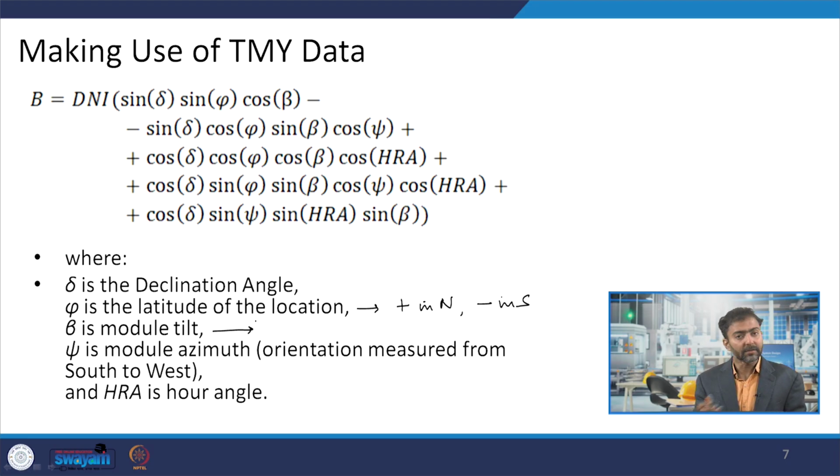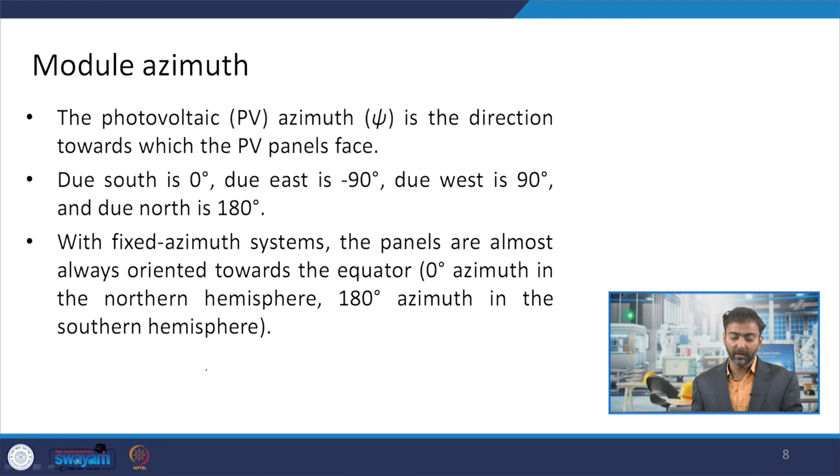Beta is the module tilt. We just now saw that you have a tilted module. We usually have a tilted PV module. So whatever is the tilt angle, that is the beta. Then the R angle we will come to in a short while. So declination angle and R angle we will be looking at in the next class. For now, we will look at this psi, which is the module azimuth. Module azimuth basically represents the direction or orientation of the panel, in which direction the panel is facing. And as it says here, it is the orientation of the panel measured from south to west. So let us look at the psi or the module azimuth in a little more detail.